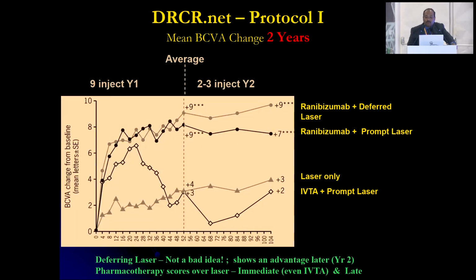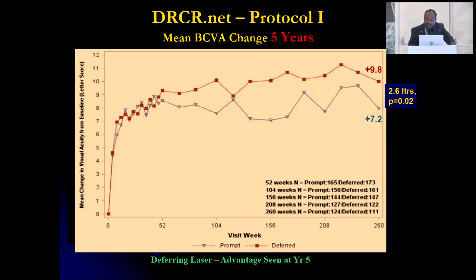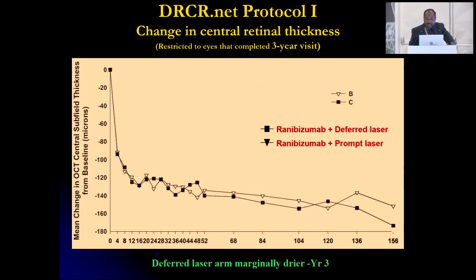So Protocol I looked at that, and they had 2 arms, ranibizumab with deferred laser and ranibizumab with prompt laser, and they showed that both of them are far better than laser-only eyes and steroid and laser. And in terms of acuity, deferred laser was better than prompt laser at 2 years, at 3 years, as well as at 5 years, as well as in reducing central macular thickness.